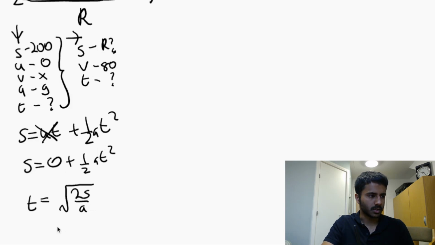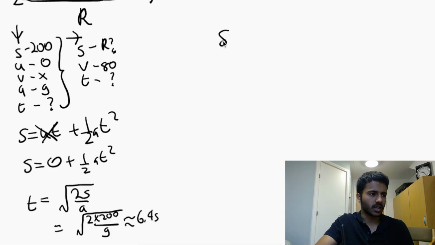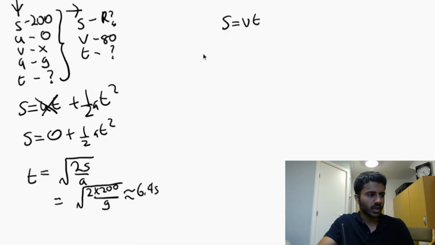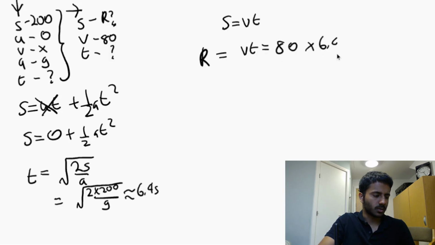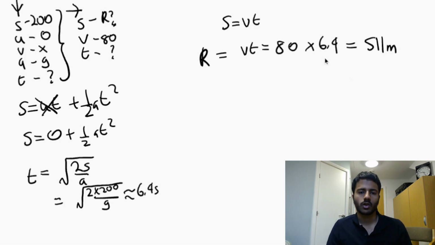If you plug in some numbers, you get 2 times 200 over g. And if you plug in g as roughly 9.81, you'll get this as roughly 6.4 seconds. So we can now plug that into s equals vt. We know that s is what we're trying to find, the r value, equals vt, which is 80 times 6.4, and that's equal to roughly 511 meters. So in this scenario, we can easily work out our horizontal distance.